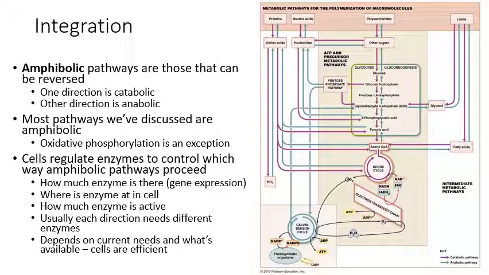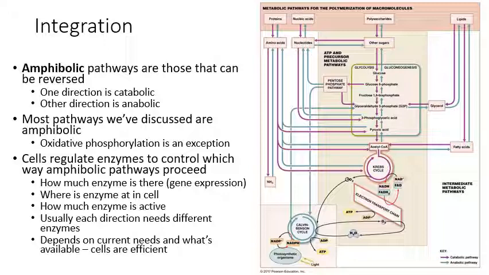So we have special names for these metabolic pathways like glycolysis and gluconeogenesis that can go one way or the opposite way, that can run forwards or backwards. Those are called amphibolic pathways. An amphibolic metabolic pathway is one that could go forwards for catabolism, or it could also go backwards for anabolism. So most of these pathways we've been talking about in cellular respiration are amphibolic, and they can go both ways. The only real exception is oxidative phosphorylation, which can only go one way for catabolism. It cannot go backwards for anabolism.